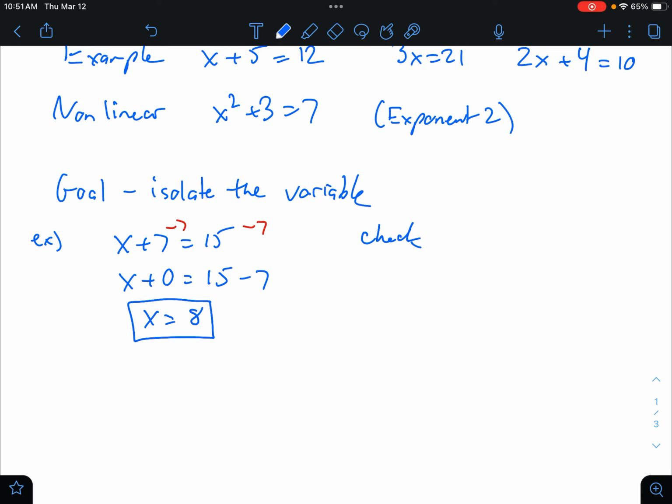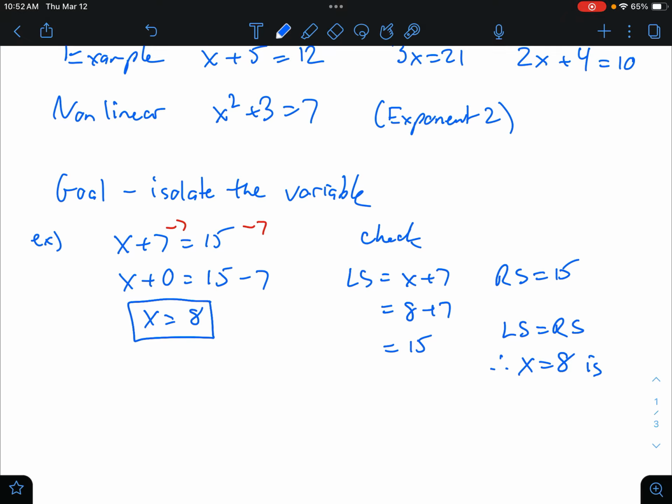Now, if we want to check this, what we can do is something called the left side, right side check. So we would say the left side of the equation is x plus 7. And if we sub in, we know that x is 8. We can replace the x with 8, and we get 15. So that's the left side of our equation. The right side of our equation is 15. And if we notice, they match, right? So the left side equals the right side, which means that x equals 8 is the solution. So that's how you do a check.